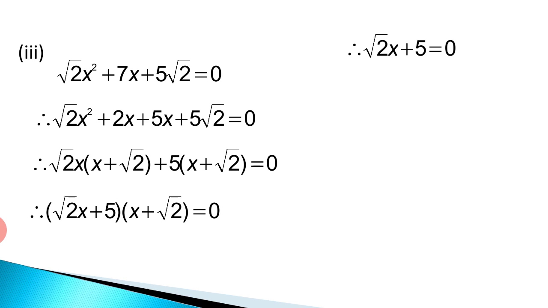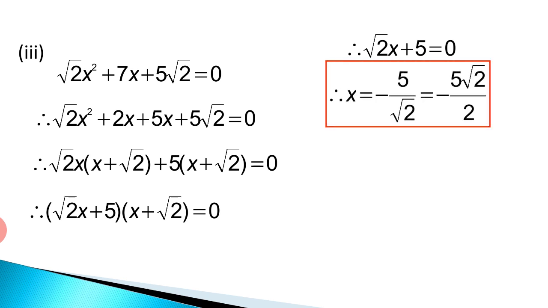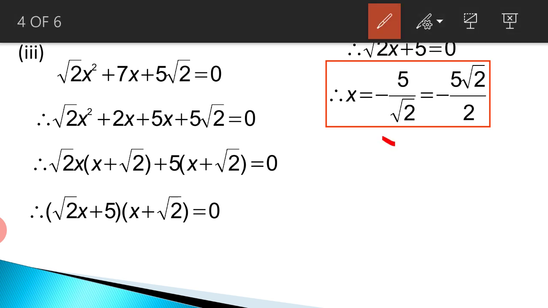So root 2x plus 5 is equal to 0. So we get x is equal to minus 5 by root 2. Now I have written directly, you can add one more step: root 2x is equal to minus 5, hence x is equal to minus 5 by root 2. Now we have learned rationalization of denominators. After rationalization, multiplying both numerator and denominator by root 2, you get the answer as minus 5 root 2 upon 2. But if you write the earlier answer, then also it is correct. No marks are deducted. So the first root I have got is minus 5 root 2 upon 2.